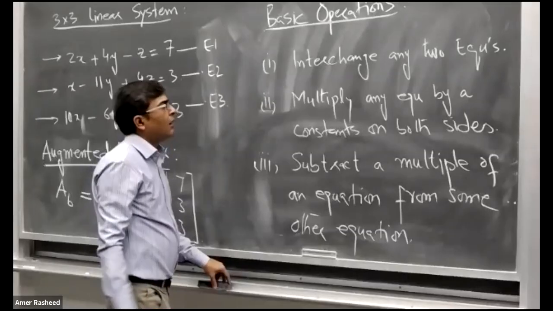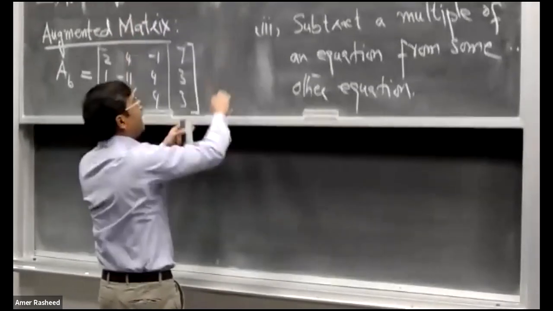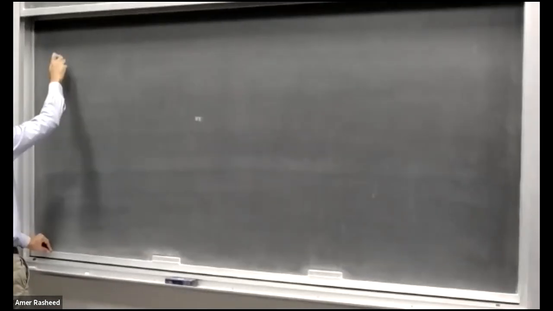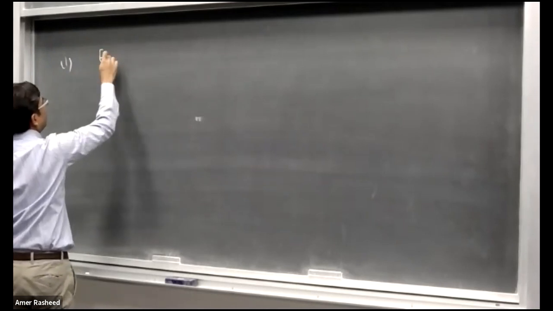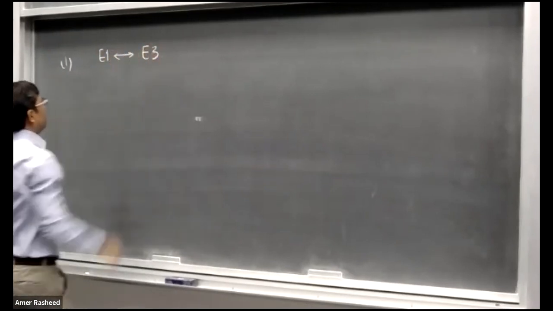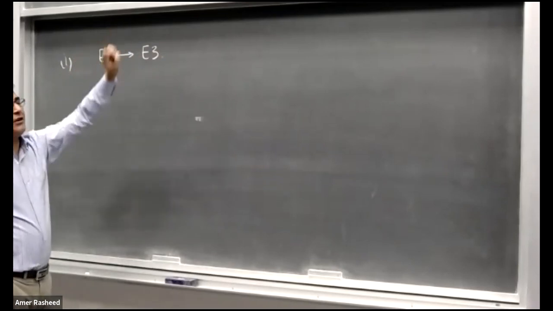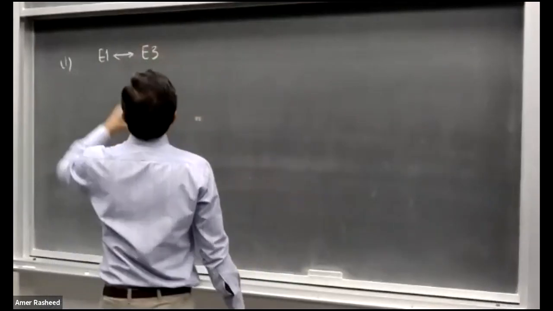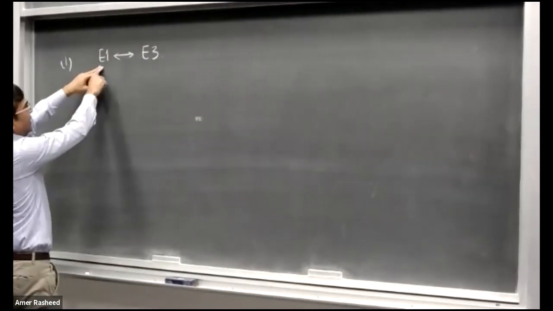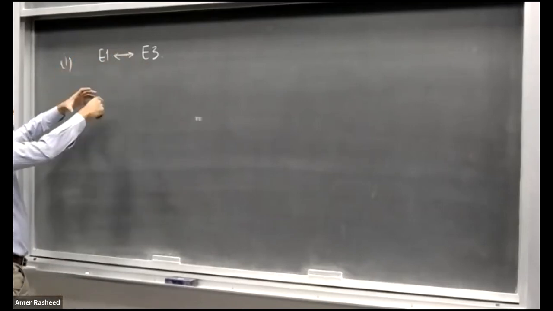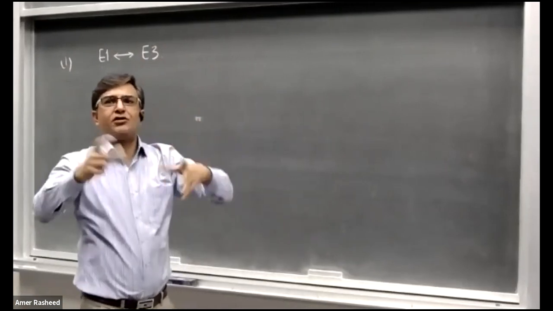Any question? No. Okay. How do we represent these operations mathematically? The first operation is to interchange any two equations. How do we represent it? We represent it as E1 ↔ E3, for example. This is how we represent the first operation, interchange any two equations. If you want to interchange equation 1 and 3, we write equation 1, this sign, equation 3. It means that in the previous linear system we are going to interchange equation 1 and equation 3.